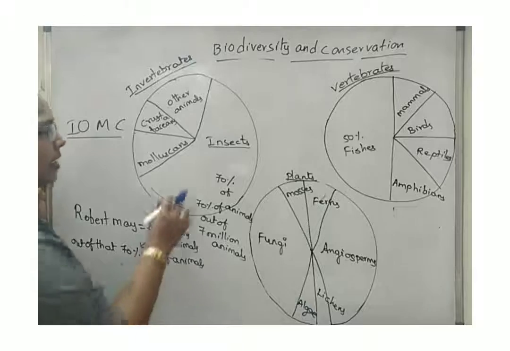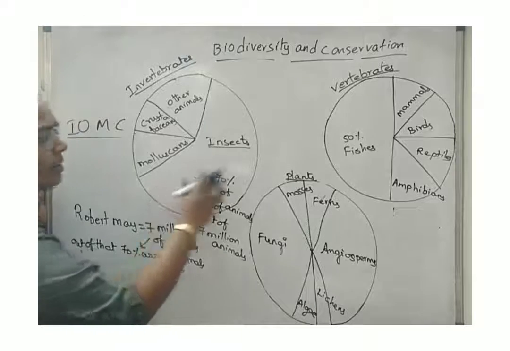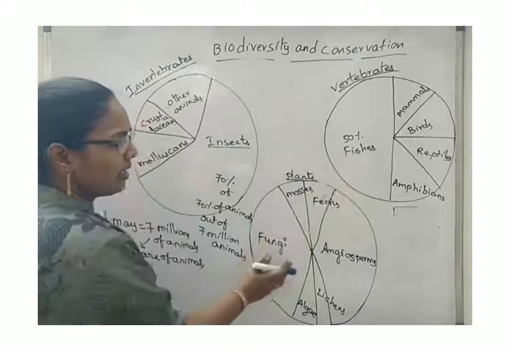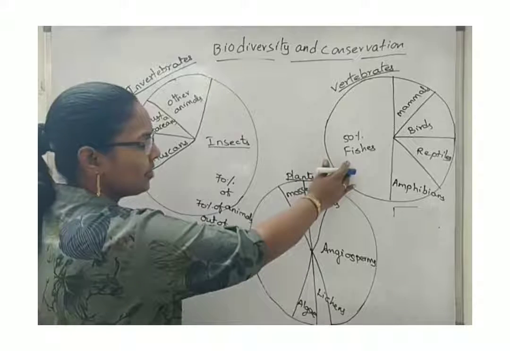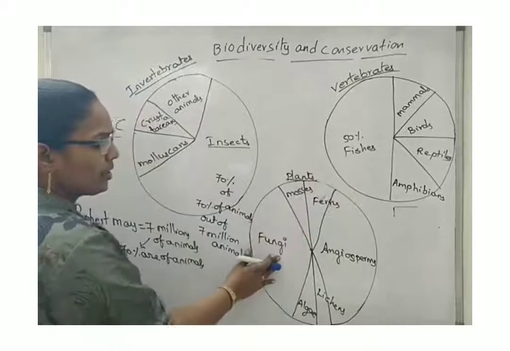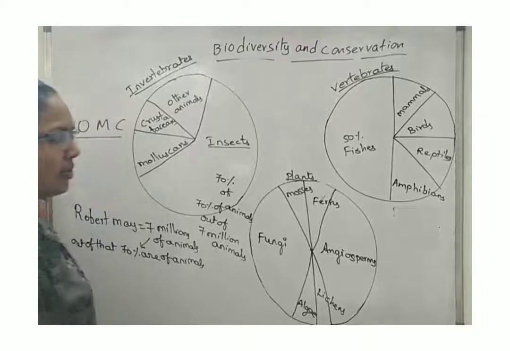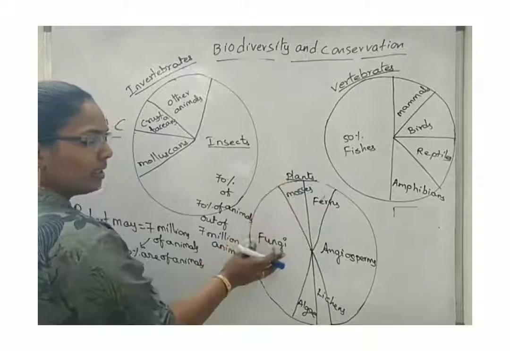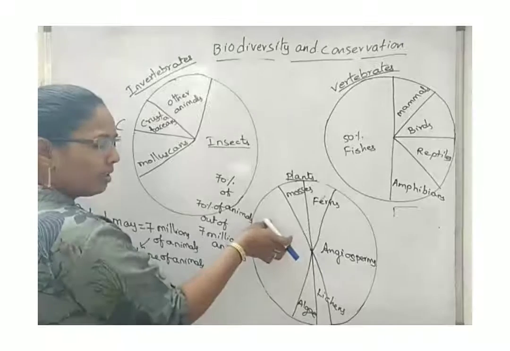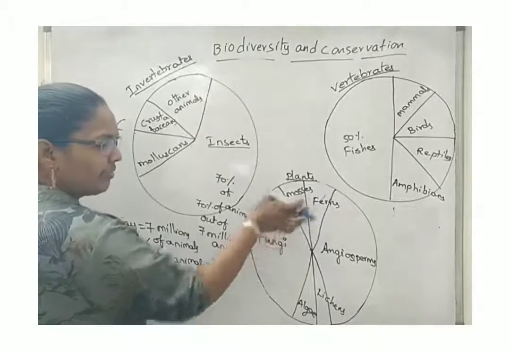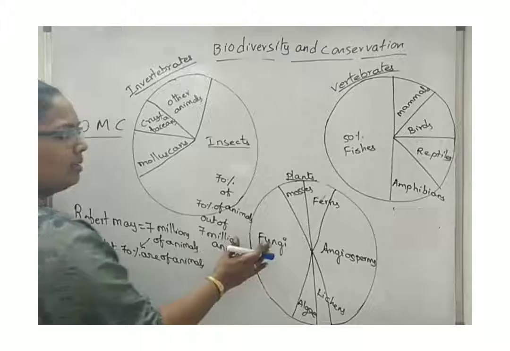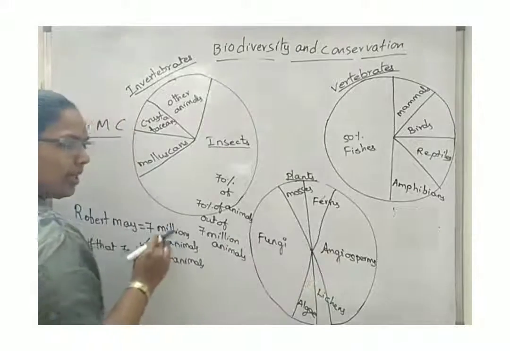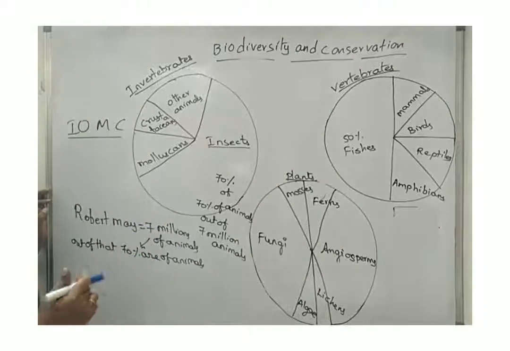What is important here is the percentage of insects. Next is fishes, which constitute 50%, and next are fungi and angiosperms. Though fungi are not studied under the plant kingdom, when the total composition of plants and fungi is counted in percentages, fungi and angiosperms take an equal percentage in the ecosystem or in the globe.